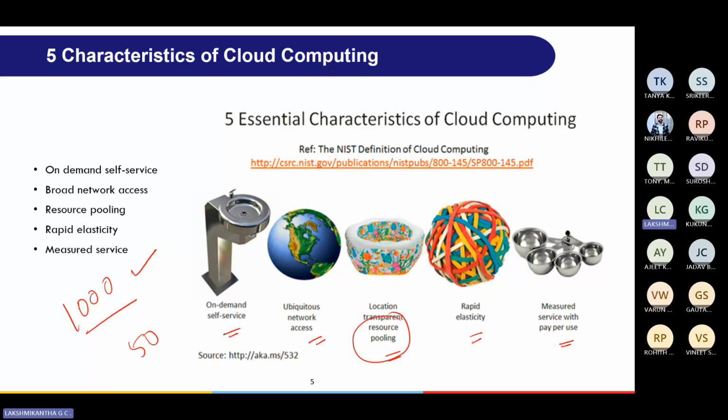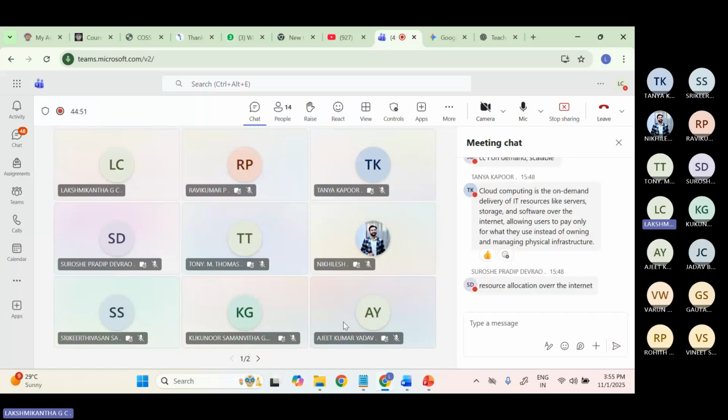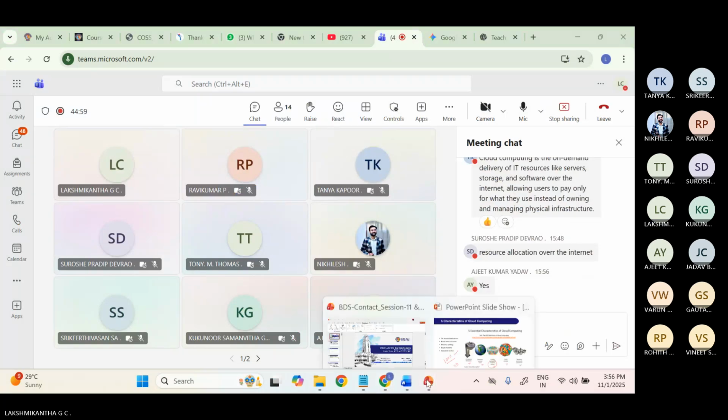So next we move from characteristics to the different ways the cloud can be deployed. I think this is crystal clear to everyone, right? All these points are crystal clear. Shall I get quick responses on the chat box? Yes. Okay. Thank you.